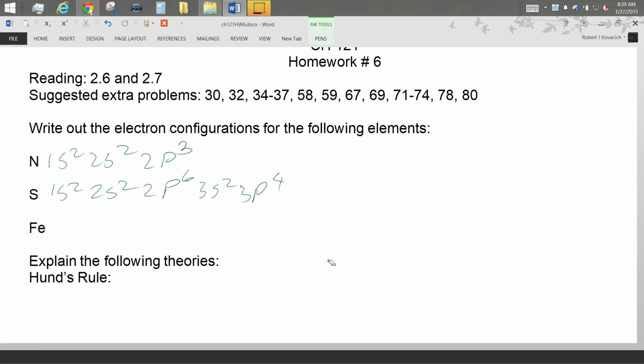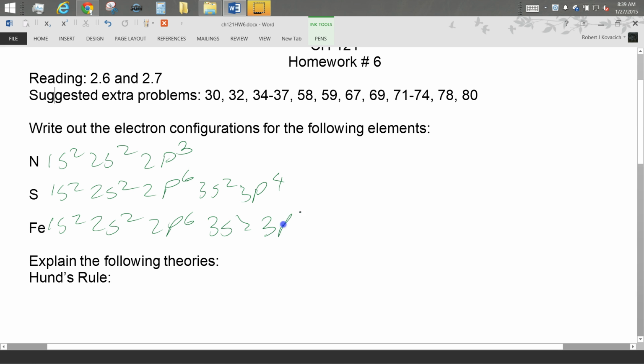More of the same, right? Just keep writing it and just keep going. So 1s2, 2s2, 2p6, 3s2, 3p6, 4s2, 3d, 2, 3, 4, 5, 6. You good with that?